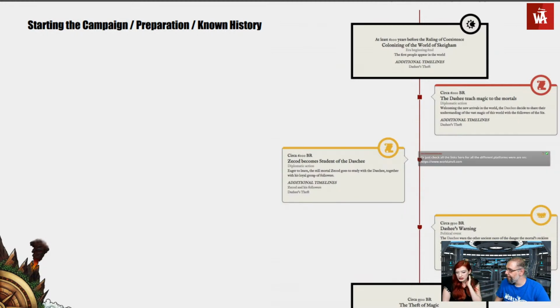There was a question here: is this what World Anvil looks like? Yes, this is a timeline from World Anvil, pretty much. Let's hop forwards.